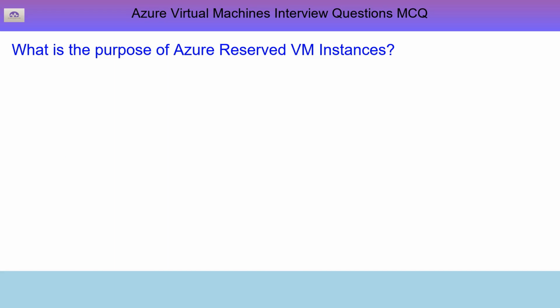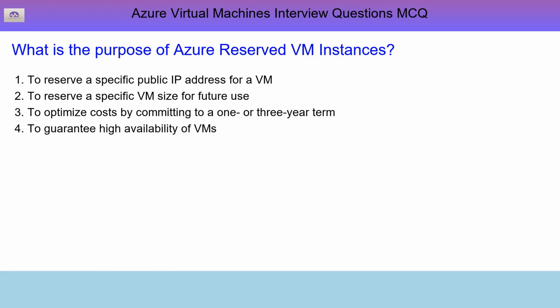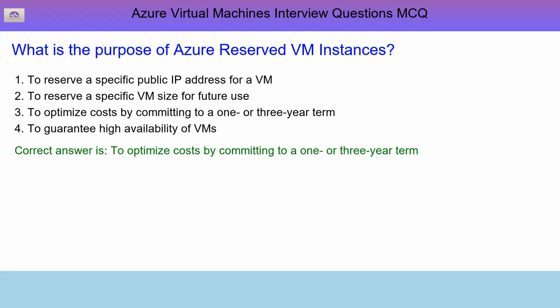Which is the purpose of Azure reserved VM instances? Here are your options. 1. To reserve a specific public IP address for a VM. 2. To reserve a specific VM size for future use. 3. To optimize costs by committing to a 1 or 3-year term. 4. To guarantee high availability of VMs. The correct answer is to optimize costs by committing to a 1 or 3-year term.